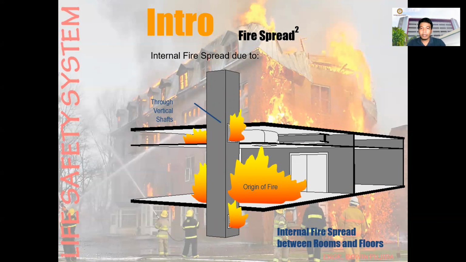You have through vertical shaft, and then maybe also through air duct, and then passes through the other compartment. Since maybe you have a fire resistant door, so through ceiling and collapsed partition.